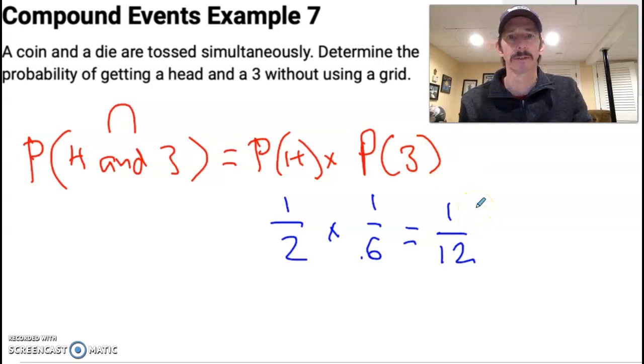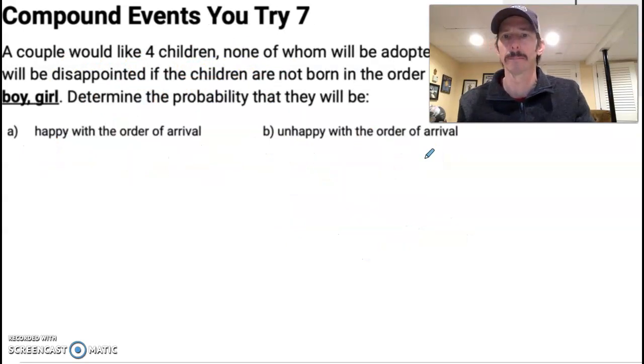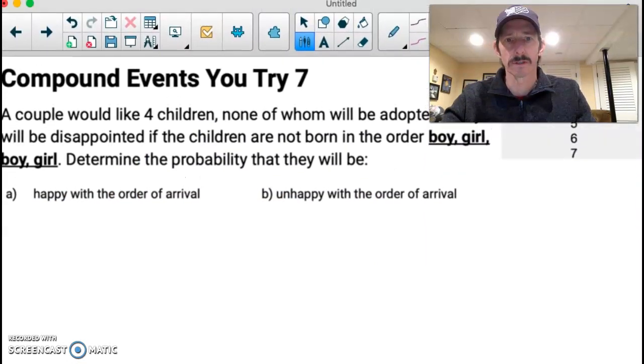So that's my probability of that happening without using a grid, recognizing that this is the word and that these 2 events are independent. So boom, there I go, I can multiply. So you're going to try this. I'm going to move this down so you can see this. This is a very interesting example.